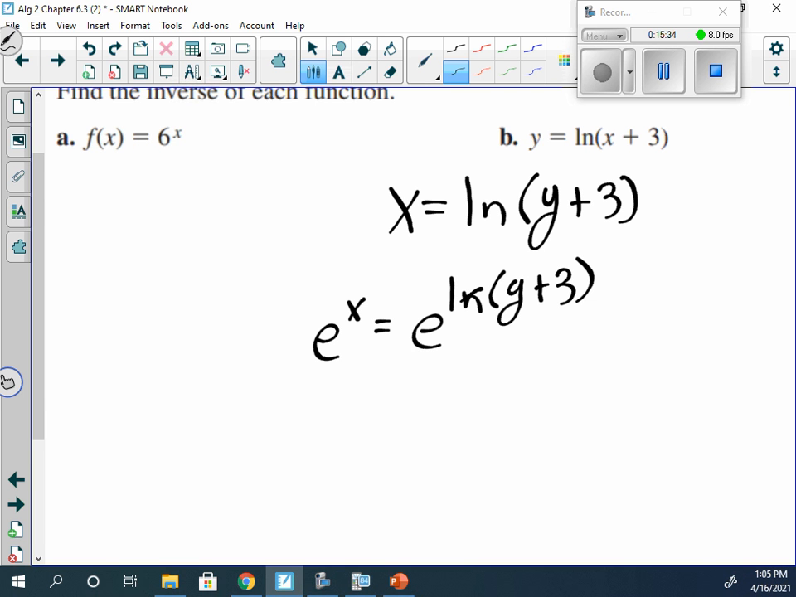This e and the ln will simplify out, leaving us with just y plus 3. And on the left-hand side, we still have e to the x. Any questions on any of this here? Because really we're putting both sides to whatever the base is. Now for natural logs, the base is e, so we put both sides e to those powers.